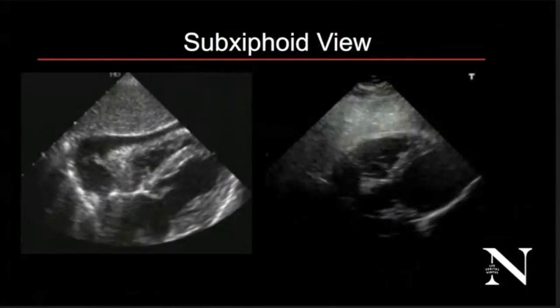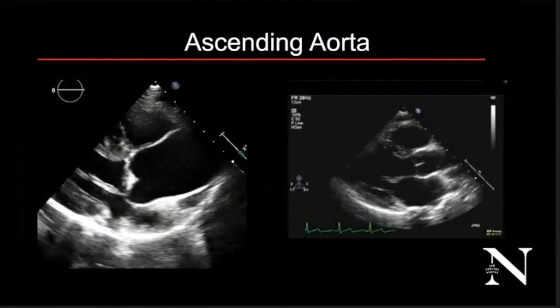Okay, ascending aorta. Which of these patients has an abnormal ascending aorta? Left or right? Left, left. Throw me a bone, people. Left, right? It's the left.